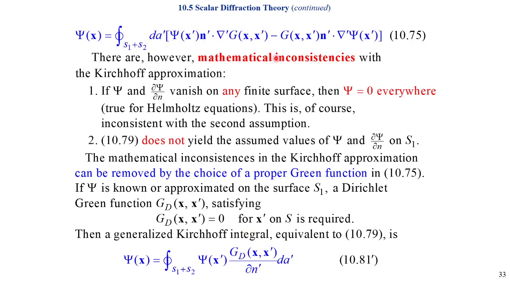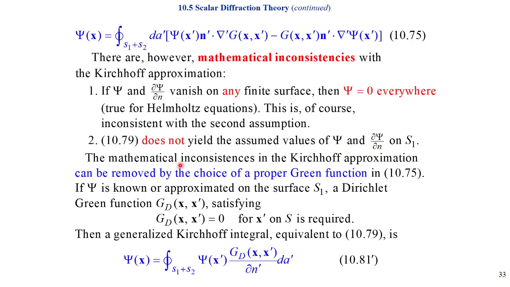So we have two terms. However, we know they have mathematical inconsistency. First, psi and its normal derivative vanish on any finite surface. If this vanishes on any finite surface, then psi equals 0 everywhere. This is, of course, inconsistent with the second assumption, which tells us that at the opening it is just like the incident wave without obstacles. Second, equation 7.10.79 does not yield the assumed value on S.